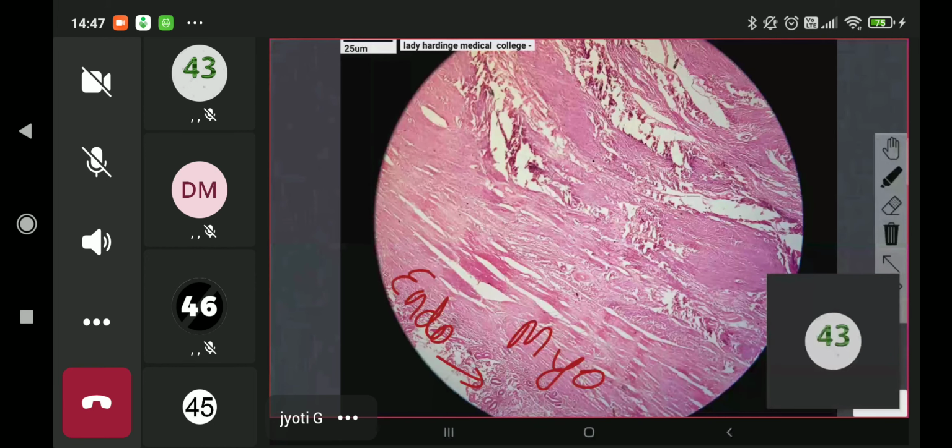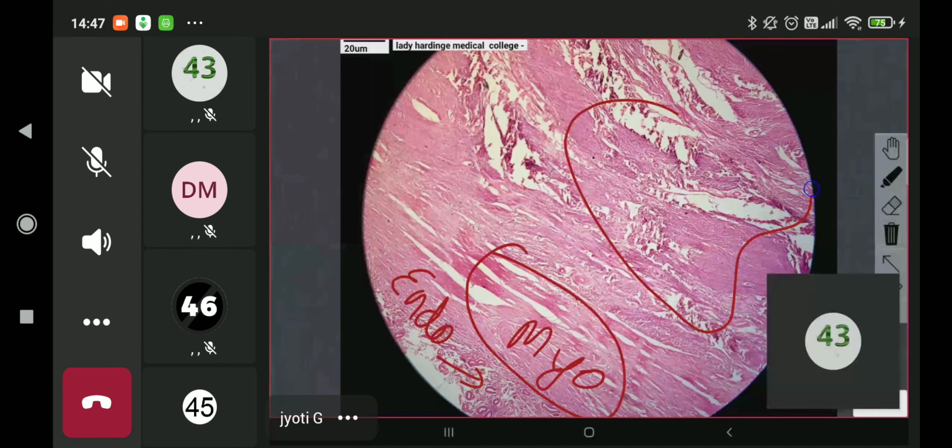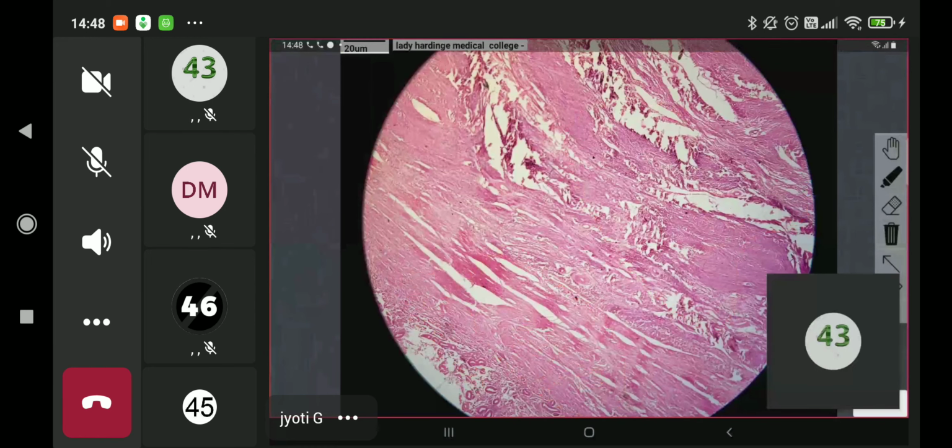Now, do you see any difference in this area and in this area? The tissue is similar, there is smooth muscle in both. But do you see more proliferation in the lower part? Yes, and you see a kind of whirling pattern. The bundles are going in whorls. Can you see these? This is normal myometrium, and this is leiomyoma.